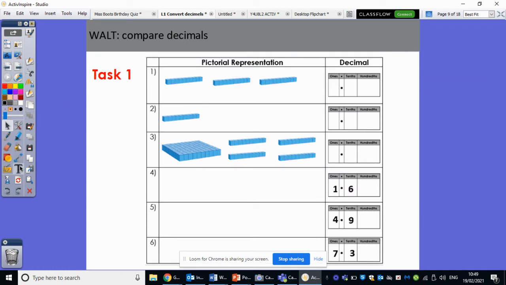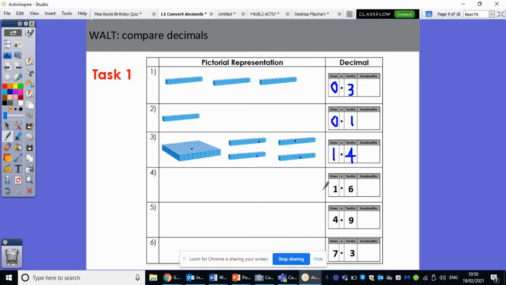So for the first one over here, this one we've already done. It's 0.3. For this one, we have 0 ones. So we put the 0 there, and 1 tenth. So it's going to be 0.1. Over here, we have 1, 2, 3, 4 tenths. So that's going to go over there. How many ones do we have? Well, we've got 1. So the answer is going to be 1.4. So make sure you're marking these as you go along.